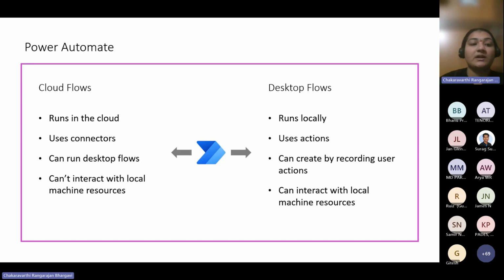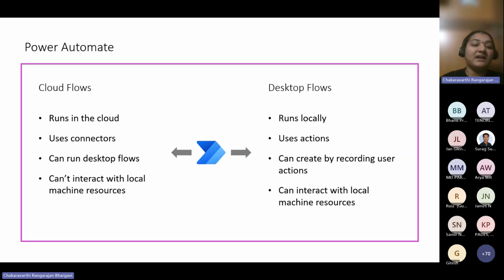And when it comes to cloud flows, it is when you want to run in the cloud, or when you want to connect with some connectors that are available. Say you want to connect with LangChain, or Teams, or SharePoint, or Outlook, or some other application that is available, then those are called connectors. And the connectors will be available through the cloud flows. And what you can do here is run the desktop flows that were created on the desktop through the cloud flows.